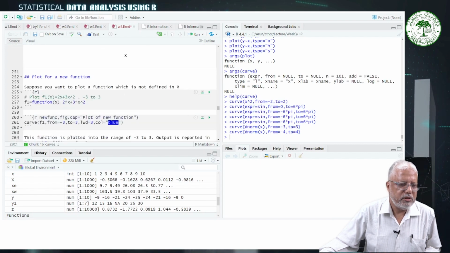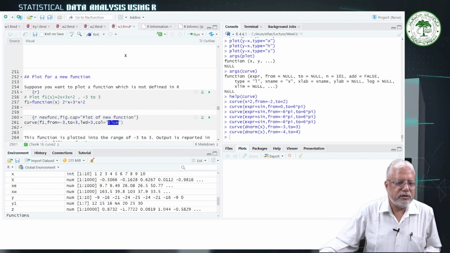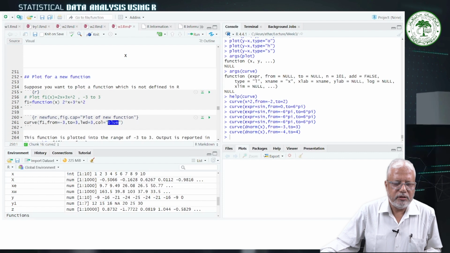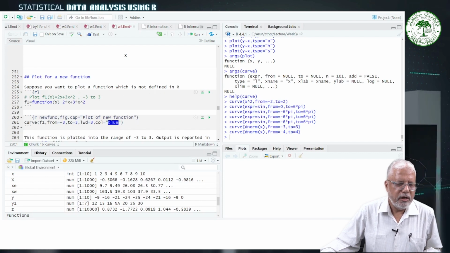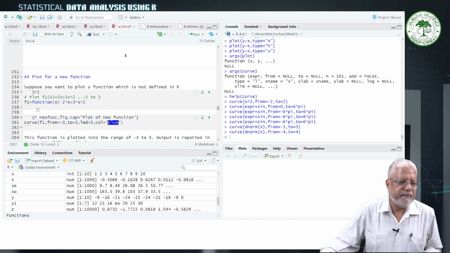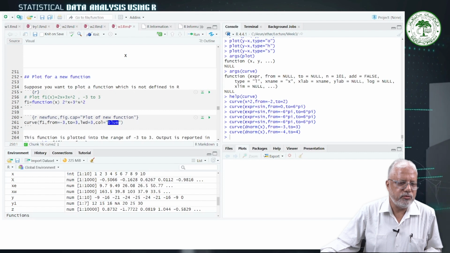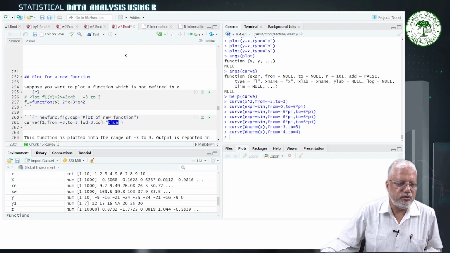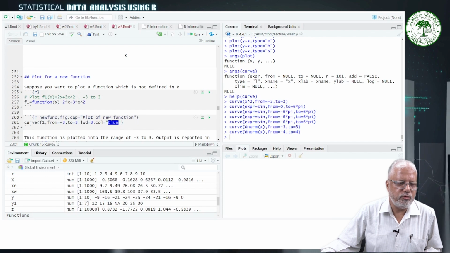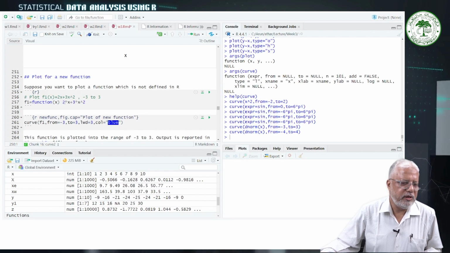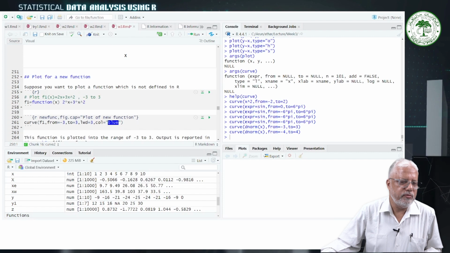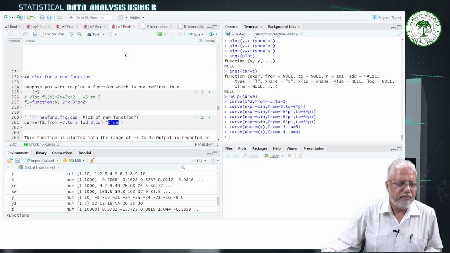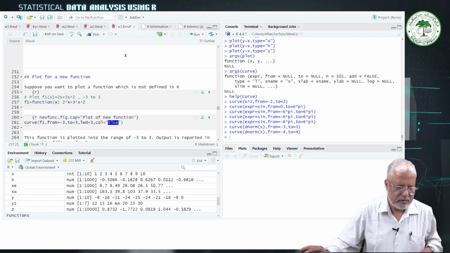Now, suppose you want to plot a function which is not defined in R. So, first you have to define the function. Plot the function f1(x) is equal to 2x plus 3x raised to the power 2, in the range of minus 3 to plus 3. So, first we have to define the function f1 is equal to function of x, 2 into x plus 3 into x square.